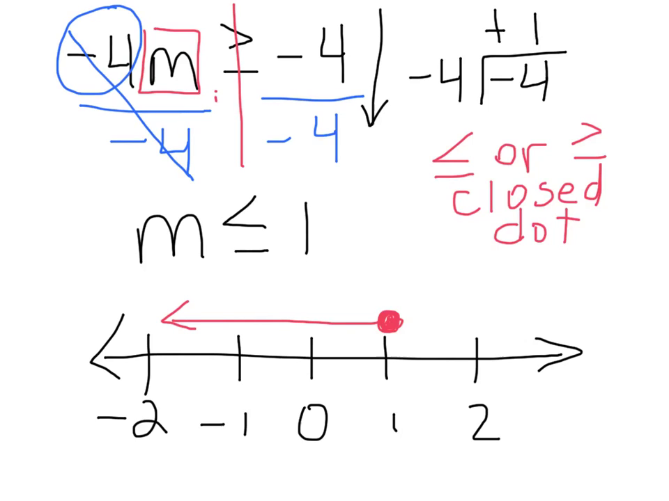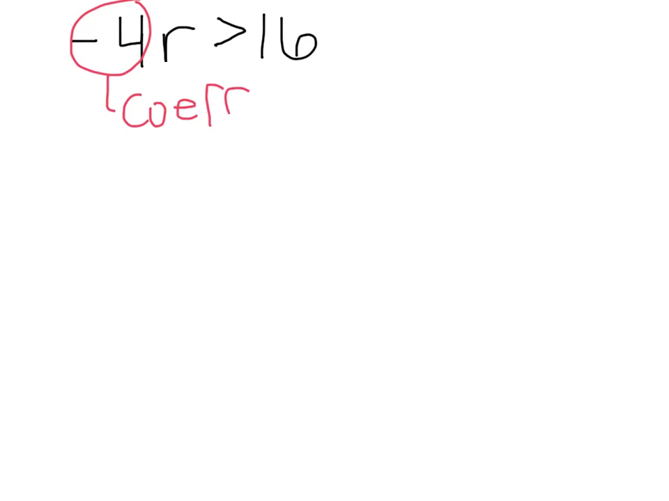Okay, let's continue on, and I want you to practice. I'm going to write out negative 4r is greater than 16. Go ahead and pause the recording and do it at your seat now. You must remember, this is your coefficient. If the coefficient is negative, you're going to end up flipping your sign. So make sure you do that when you do this problem.